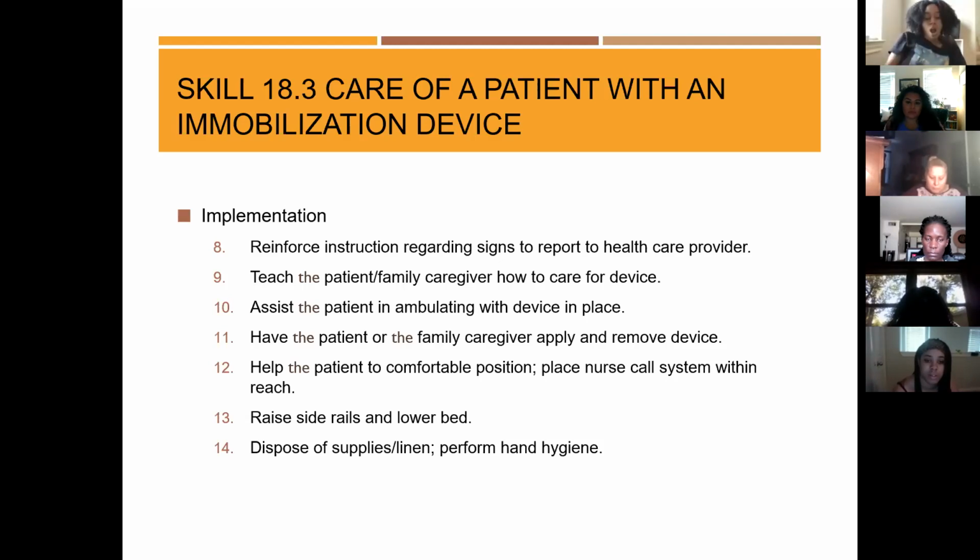But just making sure that they know how to clean their braces properly, because, you know, if it's a knee brace and you're supposed to wear it, you know, 18 hours out of the day, it can get pretty nasty pretty quick. So make sure you're explaining to your patients how to clean them.